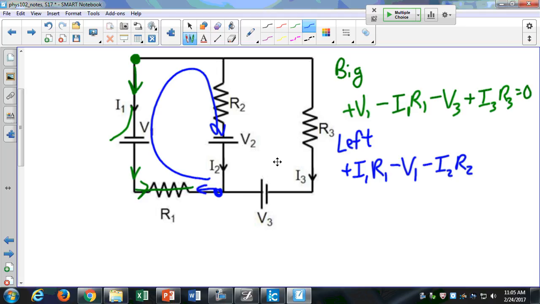But the left loop, I'm starting here. I have R1 through which I1 flows. So that's going to be I1 R1 because I'm opposing the current. Here I have negative V1. And then I have I2 R2. And then I need to do what? Plus or minus V2? Plus V2, right. So that's the left loop.